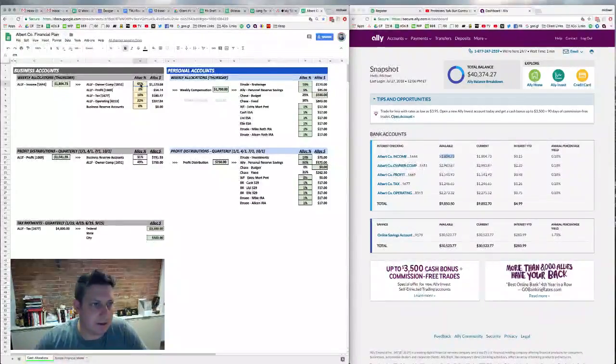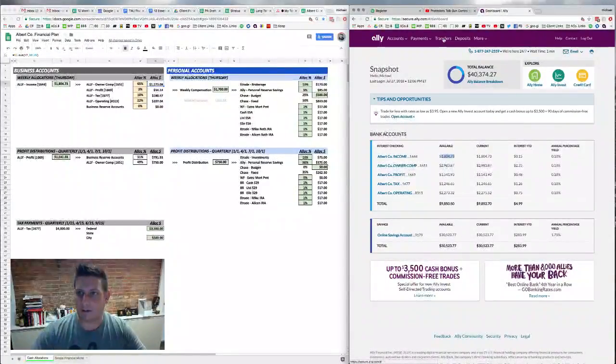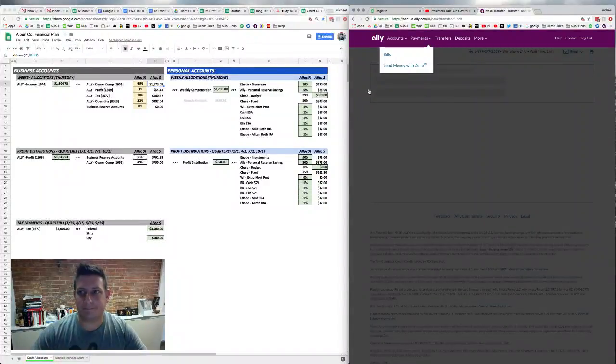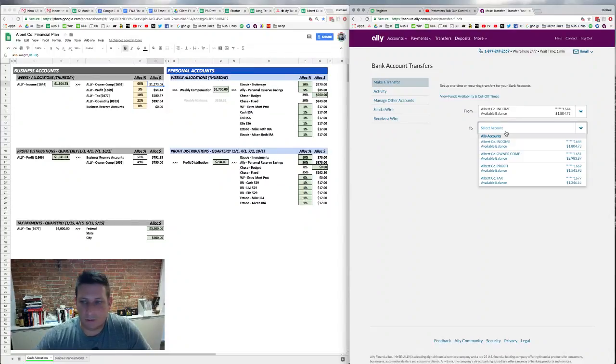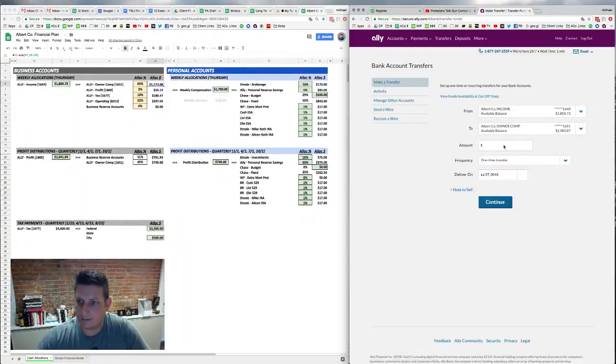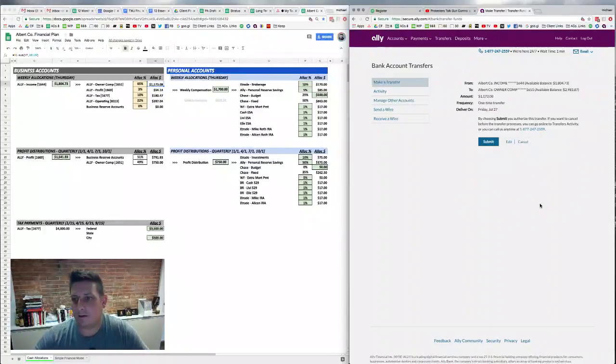First allocation I'm going to do is to owner comp. So I'm going to take 65% of my weekly income and I'm going to put that in the owner comp account. So I'm going to go to transfers. Income to my owner comp account, which is 1173.08. Continue.